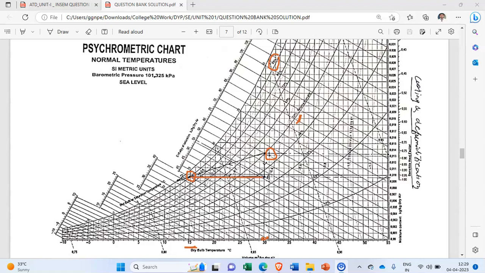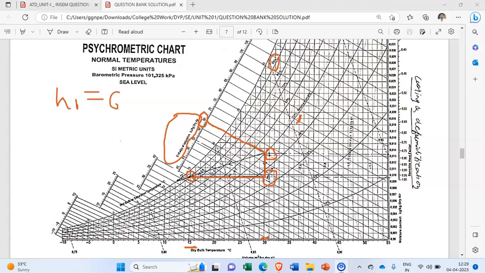So wherever this line and this line intersect each other, this point is point number A. Now what we have to do is find the enthalpies. Look at this, this is the enthalpy in kilojoule per kg of dry air. From point number 1 just draw a straight line like this. This is the value of 65, so you will get h1 as 65.